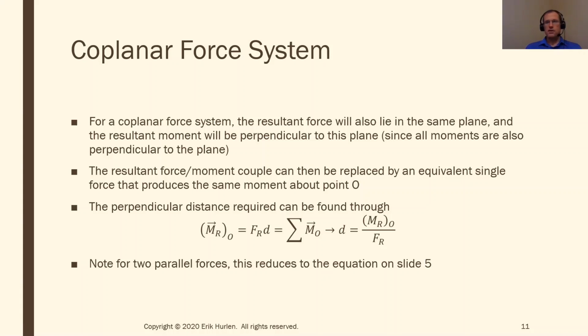So anytime this happens, my total resultant force will also lie in that same plane. And then the moment will be perpendicular to that plane. Again, since the moment is the cross product of distances times forces, and all distances and forces are in the plane, perpendicular to that is where my moments are. Again, usually called the z direction.